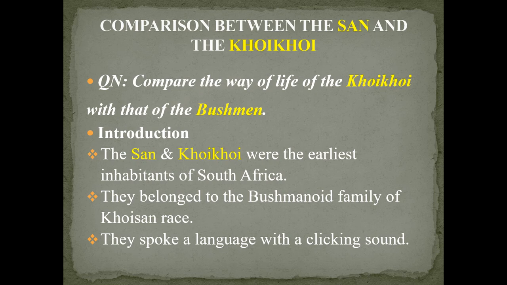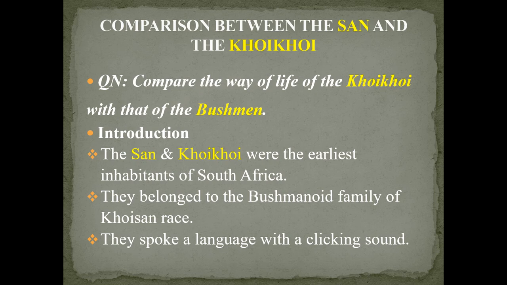The first one, we are saying that the San and the Khoikhoi were the earliest inhabitants. That is a similarity. We are giving similarities first. Both of them were the earliest inhabitants. The San were the first, then the Khoikhoi followed. Then the other, both belonged to the Bushmanoid family. Remember the Bushmanoid family? We said that it was the family of people who lived in the bush.